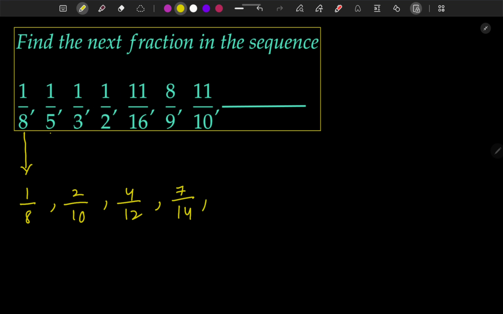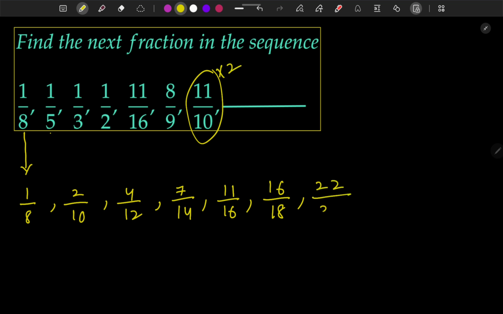Okay, for the next fraction, we are not going to multiply anything. We are writing it as it is, 11 by 16. And for this, we are going to multiply the numerator and denominator by 2. Therefore, you will get 16 by 18, and for the next fraction, I am going to multiply again by 2 in the numerator and denominator. Therefore, you will get 22 by 20. Okay, so the next term we are going to find from this.